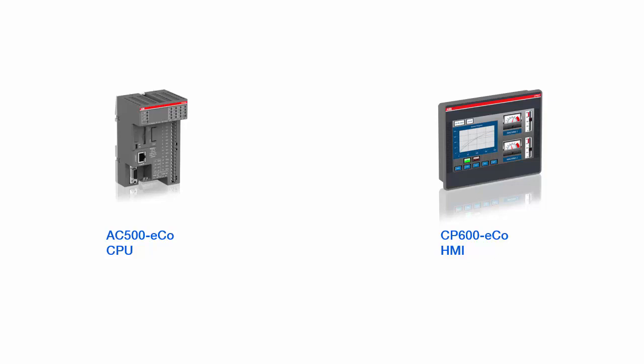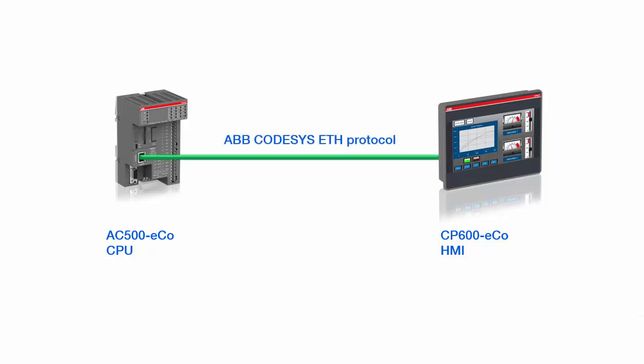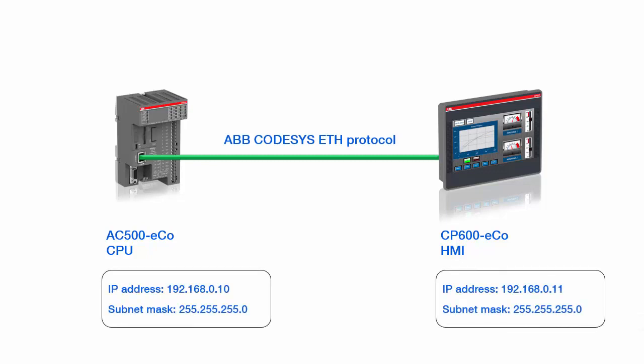In this example, the integrated Ethernet port-based TCP/IP interface present on both devices will be used. And the protocol ABB CoDeSys Ethernet will be used to communicate between the panel and the PLC. It is a must to bring both the PLC and the panel's IP addresses to the same IP group, including the subnet masks. For the AC500 eCo CPU, the IP address configured by default will be used. For the CP600 eCo panel, one needs to define and configure the appropriate IP address directly in the panel system settings.